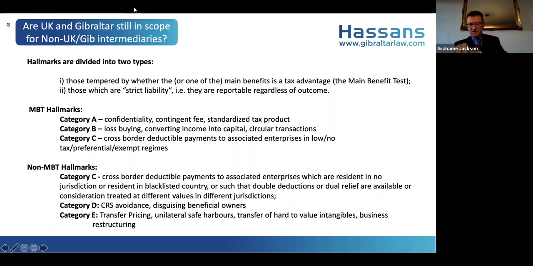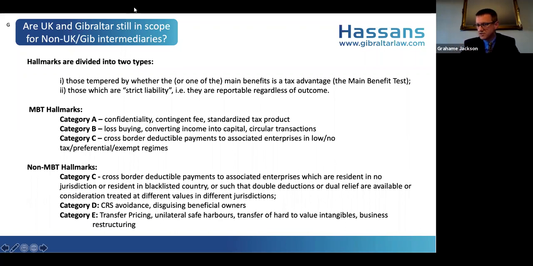Firstly, where there's confidentiality, contingent fee, standardized tax product. Category B, loss buying, converting income into capital or circular transactions. And category C, cross-border deductible payments to associated enterprises in low or no tax or preferential or exempt regimes. Low or no tax is the zero rate jurisdictions like the classical BVIs or the Caymans.